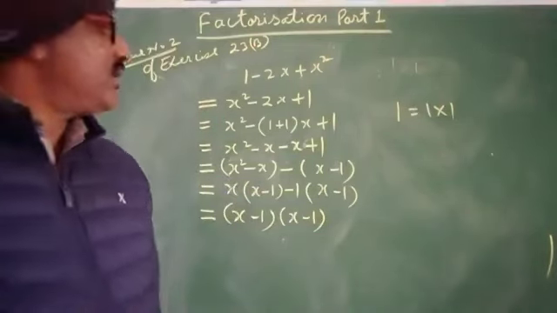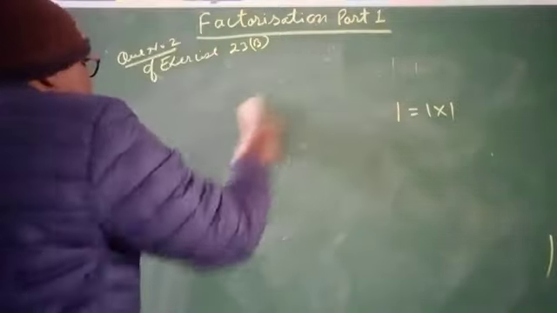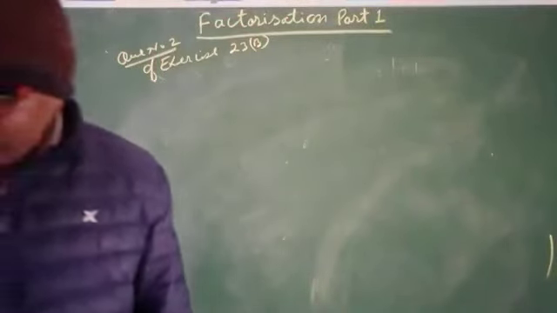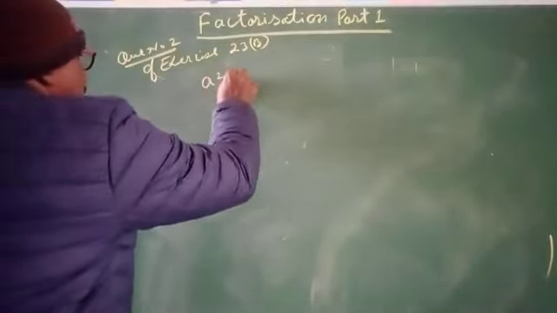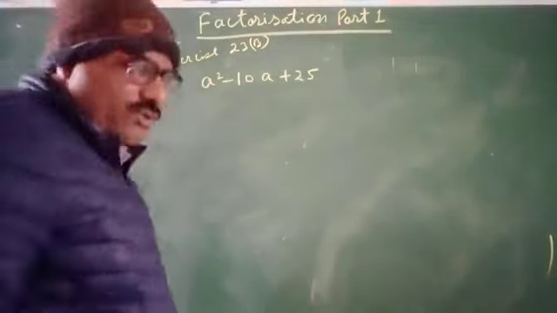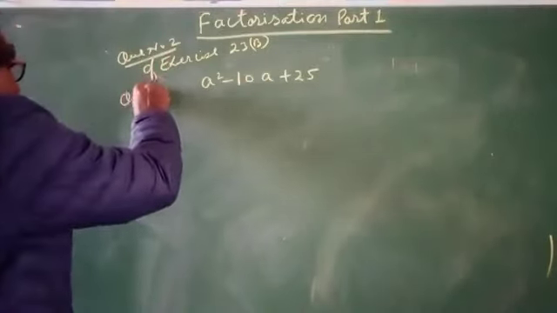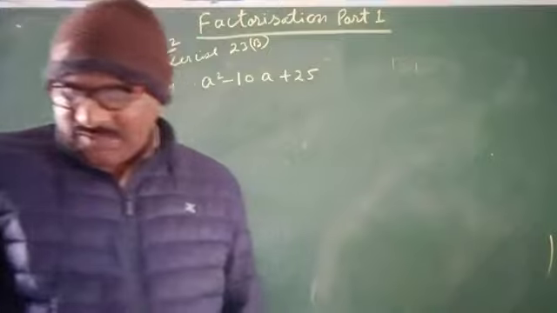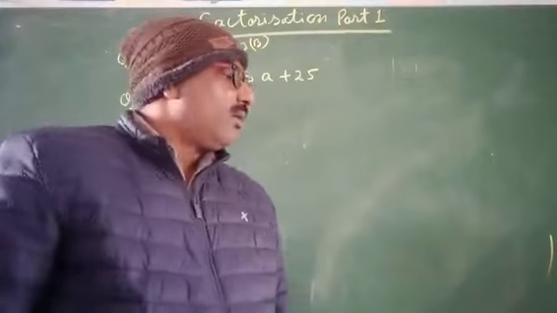Now I will explain another example, another question of exercise 3B. The question is a square minus 10a plus 25. This is question number 4. A square minus 10a plus 25. So dear student, you see here is 25.